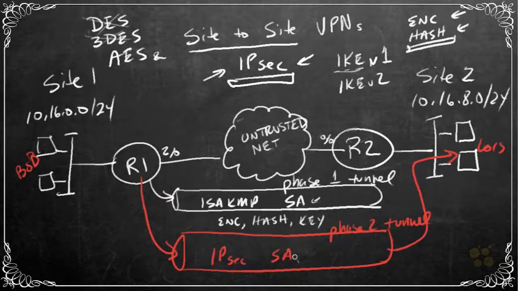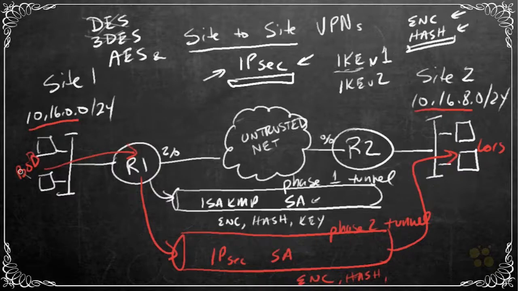And for this IPsec tunnel, which is going to be used to encrypt the user's traffic going back and forth, router 1 and router 2 will also have negotiated what type of encryption they want to use for that tunnel, the hashing that they want to use for that tunnel, and other parameters that are applicable, including what traffic to encrypt. I mean, if this is the site 10.16.0 and over here is 10.16.8, part of the rules for the tunnels would say, okay, only encrypt traffic if it's coming from 10.16.0 and going to 10.16.8.